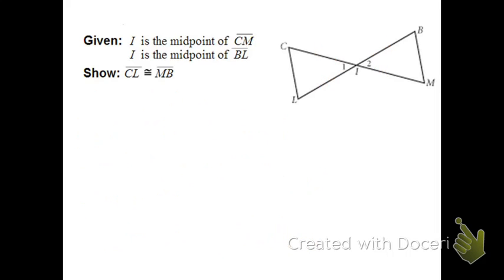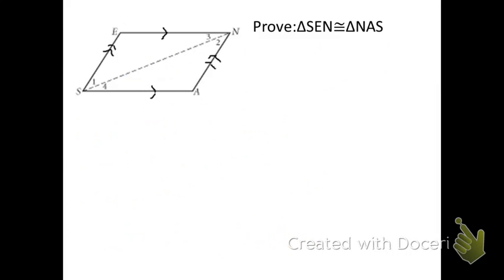Alright, don't worry. One more proof to go. I know you want to see one more. And here we want to prove that triangle SEN is congruent to triangle NAS. So always start off with the givens.